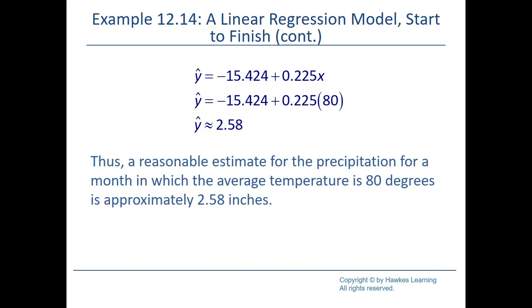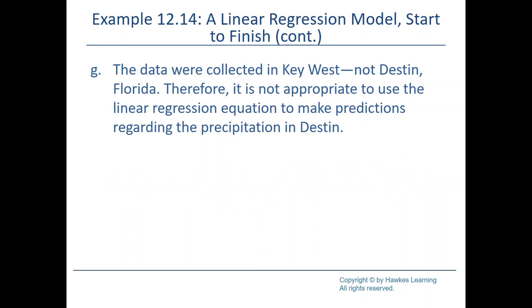Now, part G says the data was collected in Key West, and G was specifically asking to use the model to predict in Destin, Florida. Please understand that these are two very different, opposite areas of Florida. Destin's up near the Panhandle, whereas Key West is down near the tip. So first of all, they're not even in the same area. Second of all, the data was all collected for one area, not Destin, so it's not appropriate to use the linear regression model to make predictions in Destin.